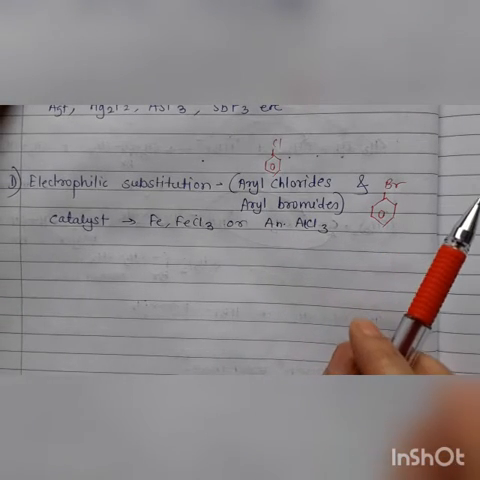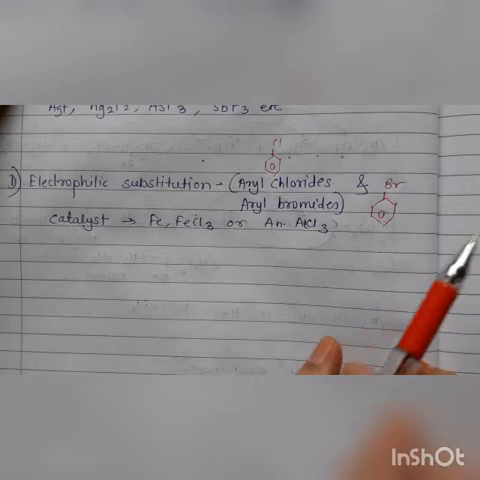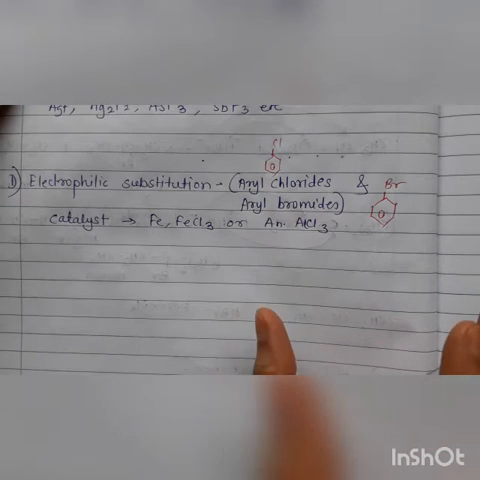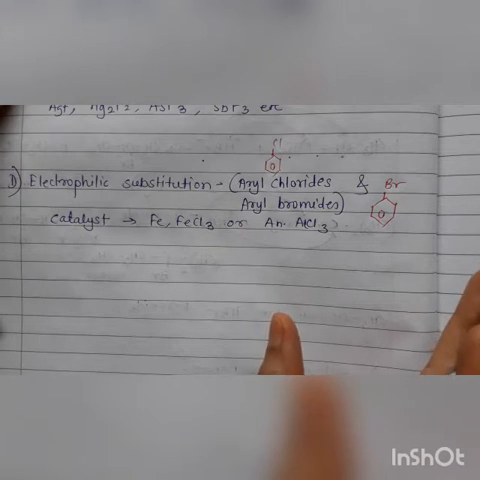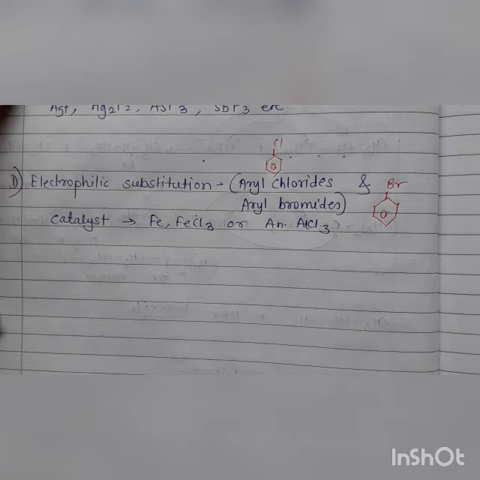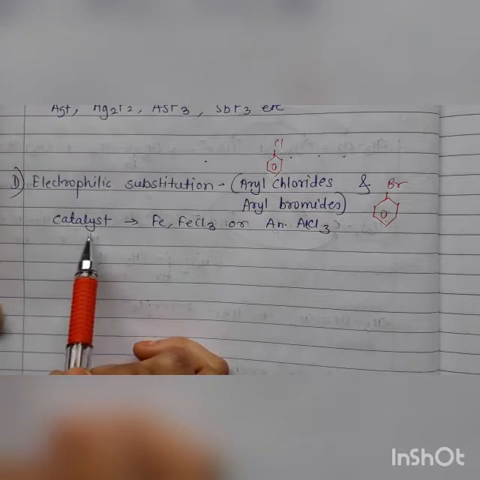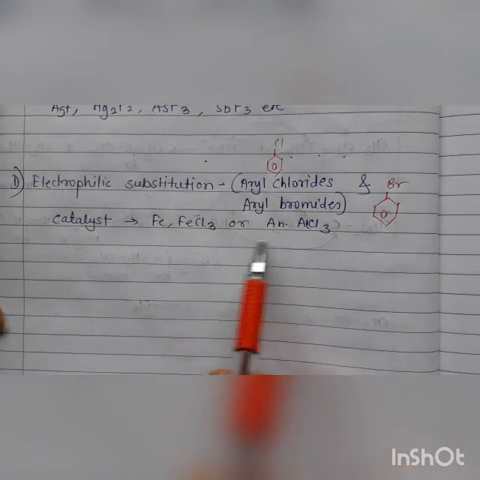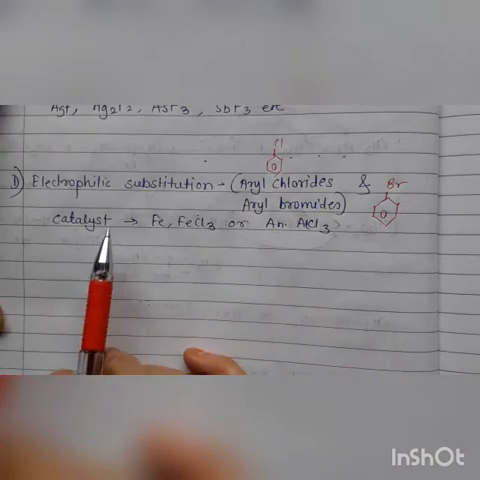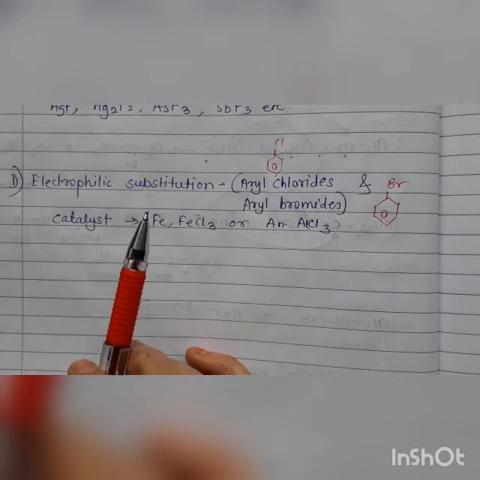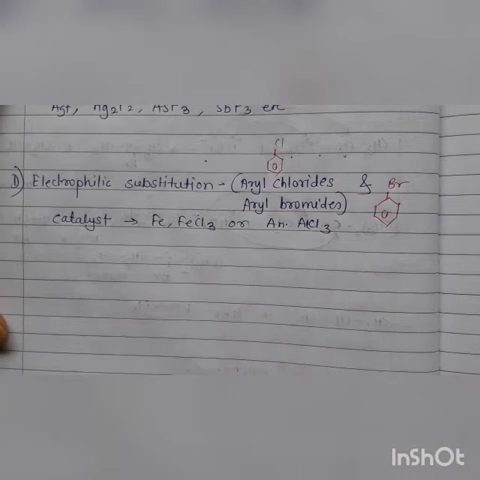So see here, aryl chlorides and aryl bromides can be prepared by direct halogenation of benzene and its derivatives through electrophilic substitution. Here the reaction conditions are mentioned. This reaction takes place in the dark and at ordinary temperature, and the catalysts used for this reaction are Fe, FeCl3 or anhydrous AlCl3. You know, catalysts are used to increase the rate of reaction. So let us see one example of this electrophilic substitution.